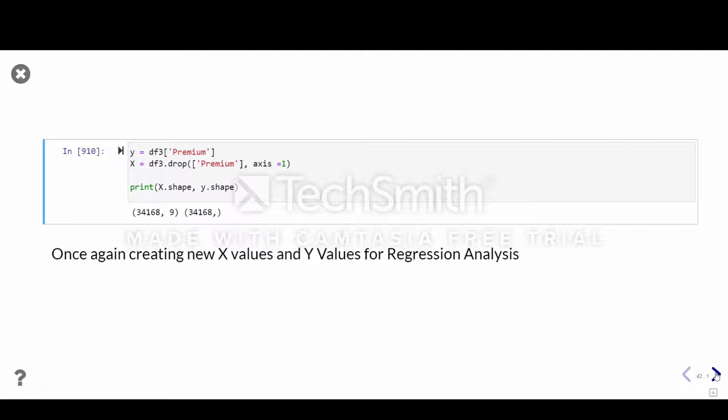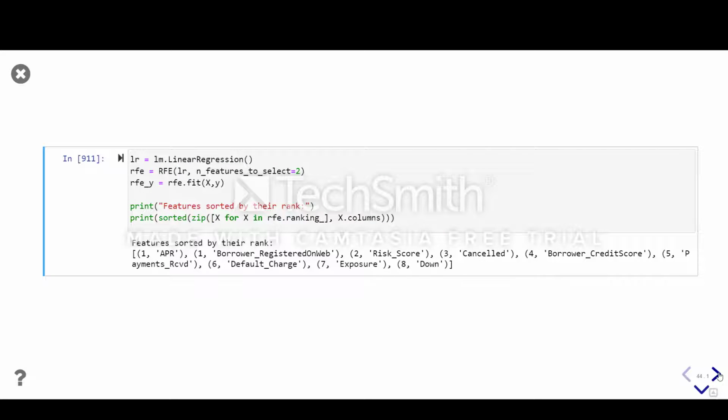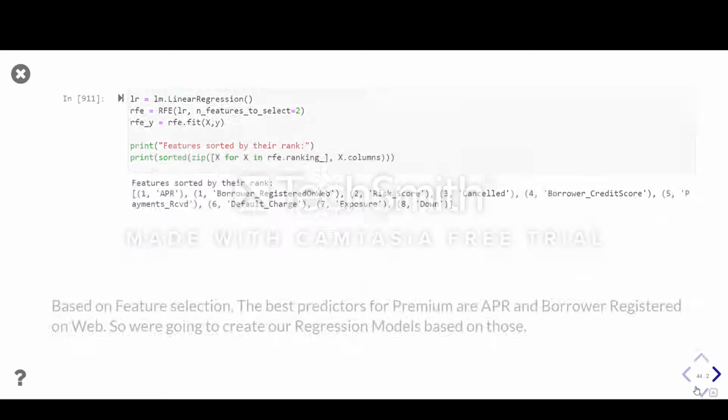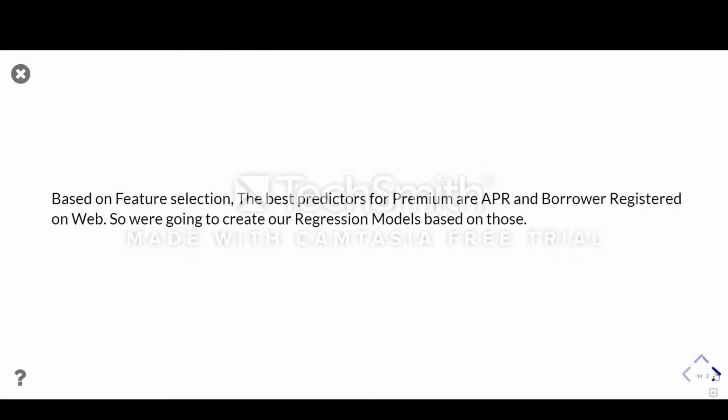In regression, I created two more X and Y values. In this one I used premium because that's what we're going to predict. We did linear regression feature selection, where we picked out the features that had the highest correlation to our Y variable, which were APR, borrower registered on web, then risk score. And that's stated here.